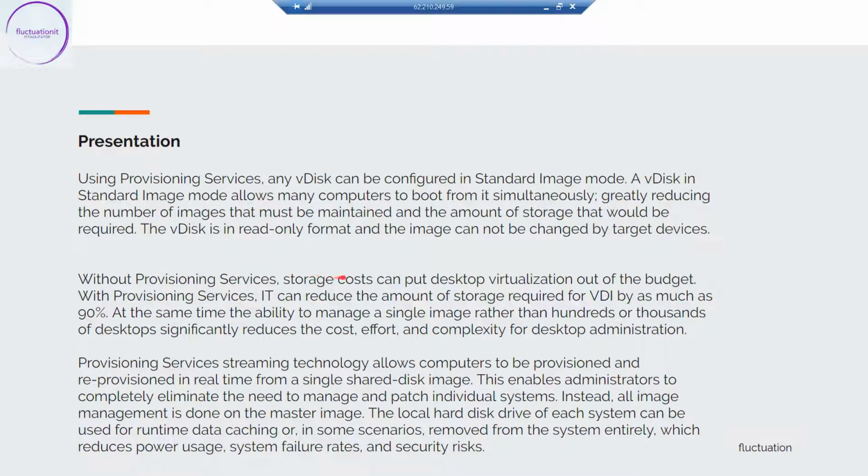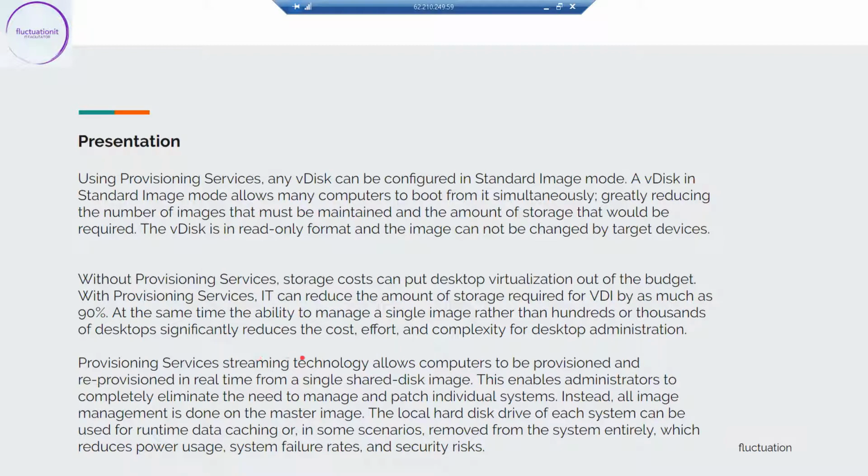Without PVS, storage costs can put desktop virtualization out of the budget, because if I need so many VMs for my XenDesktop, I will need so much storage. So with PVS, IT can reduce the amount of storage required for VDI by as much as 90%. Wow, amazing, 90%. And at the same time, you have the ability to manage a single image rather than hundreds or thousands of desktops. And you will reduce what? The cost, the effort, and of course, the desktop administration.